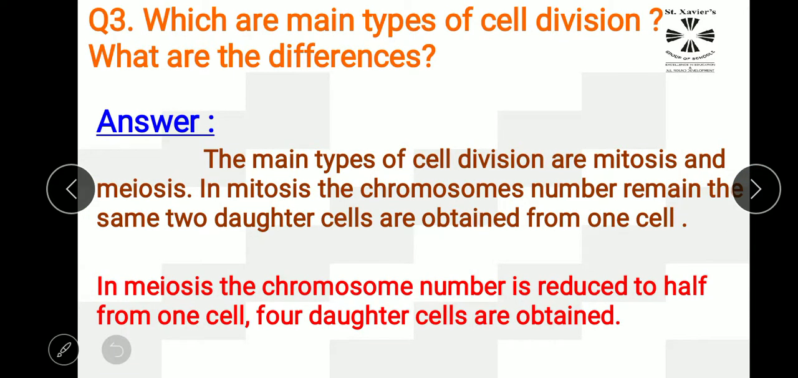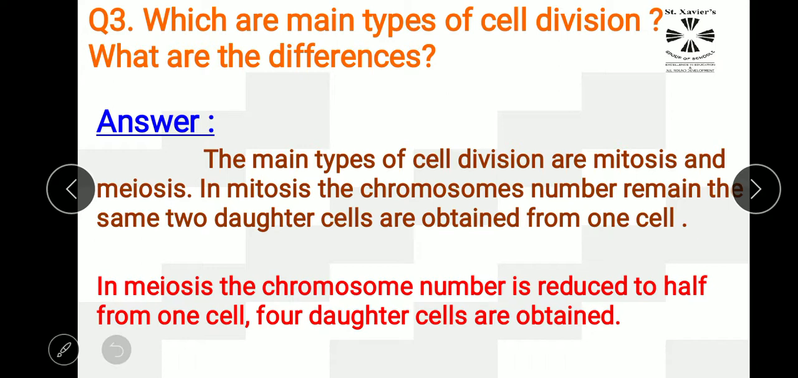When you see the third question given in our textbook, which are the main types of cell divisions? What are the differences? Students, the main types of cell divisions are mitosis and meiosis. In mitosis, the chromosome number remains the same. Two daughter cells are obtained from one cell, students. The cell division we have already studied in our previous chapter, Life Processes 1.